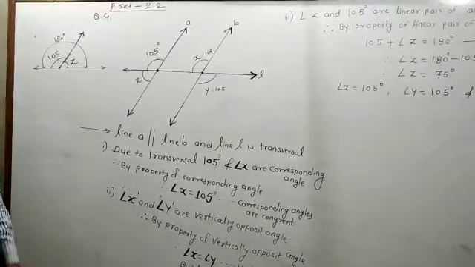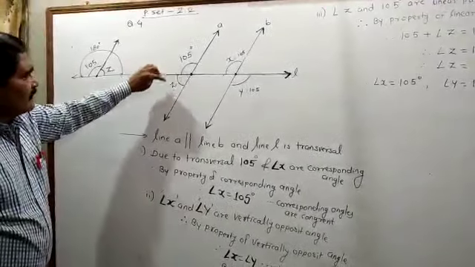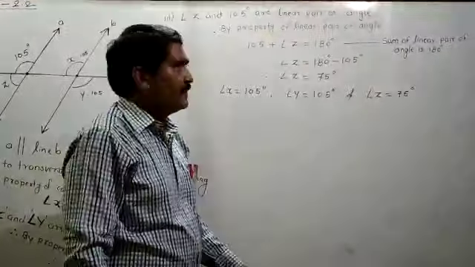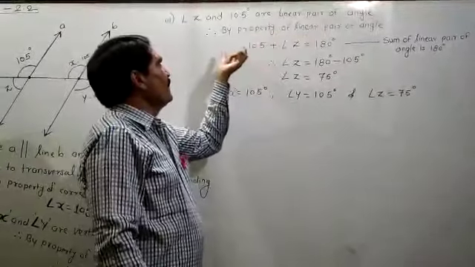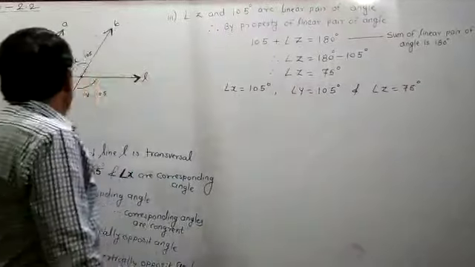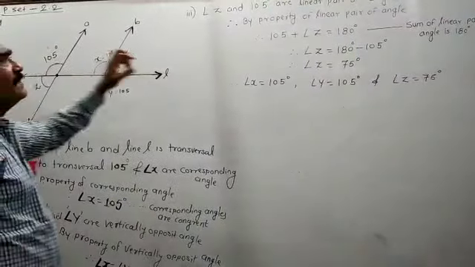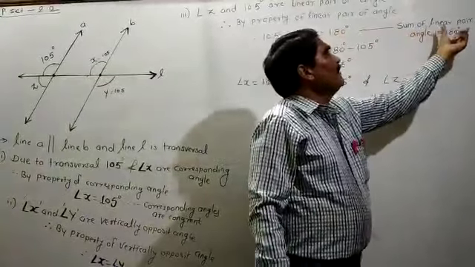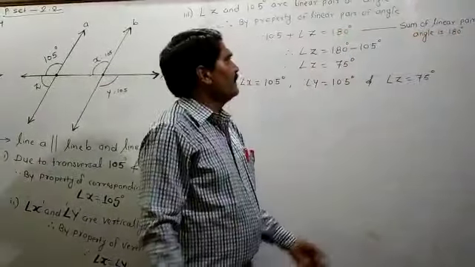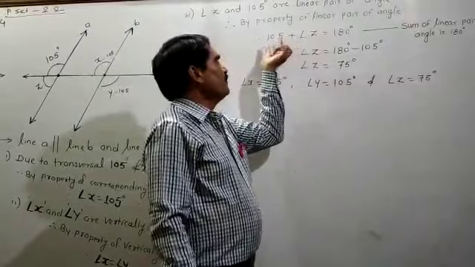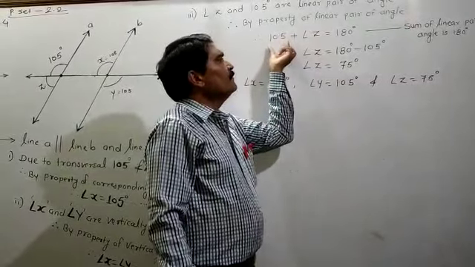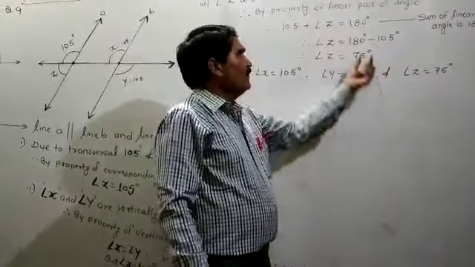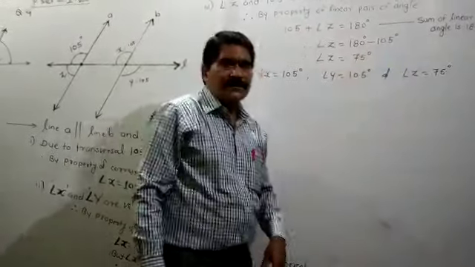Does everybody understand? So I will say that angle Z and 105 are a linear pair of angles. And by the property of linear pair of angles, 105 plus Z is equal to 180 degrees. And what did I write as the reason? The sum of a linear pair of angles is 180 degrees. Then to find angle Z, you have to transpose 105 from left to right. This plus 105 becomes minus 105. 180 minus 105 is equal to 75 degrees.